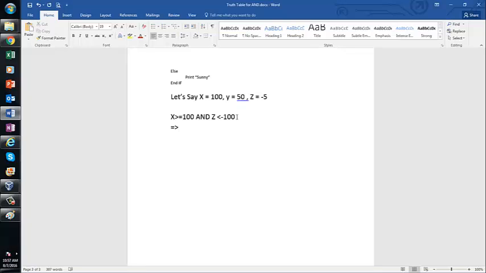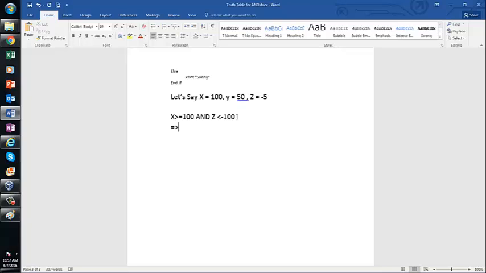The reason it's true is if x is greater than 100, which is true, and z is less than negative 100, and the value is already negative 5. Both are negatives. Take a look here, guys. Let me give you a precise explanation of this one. You will get confused with the negative values.